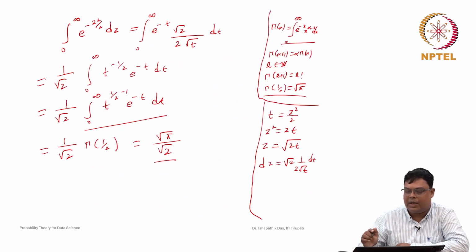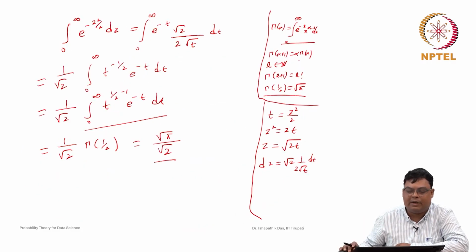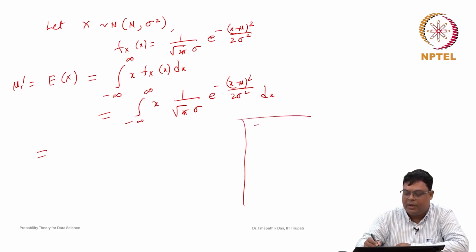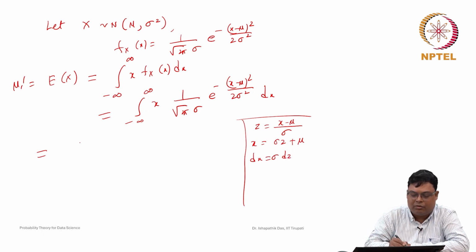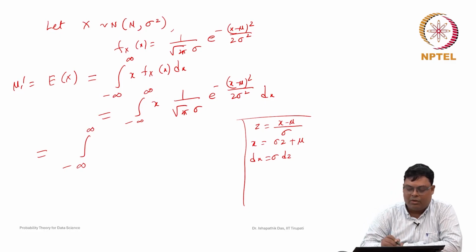First we take the transformation z is equal to (x minus mu) by sigma. So, x is equal to sigma z plus mu and dx is equal to sigma dz. Now, as x goes to minus infinity, z also goes to minus infinity because sigma is positive. And as x goes to infinity, then z goes to infinity also.